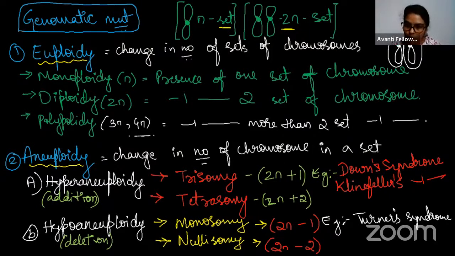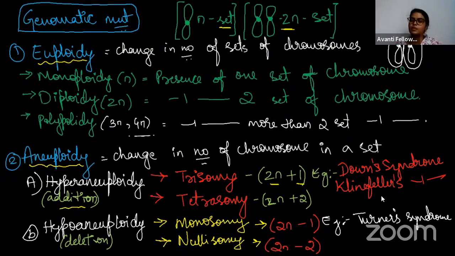अभी उस set में कोई और एक chromosome add हो गया या delete हो गया, they have different names for this. Now, hyperaneuploidy means addition of chromosome. If one is added to a diploid set, that is, one more chromosome is added, then we call it trisomy. This trisomy gives the examples of Down syndrome and Klinefelter syndrome.